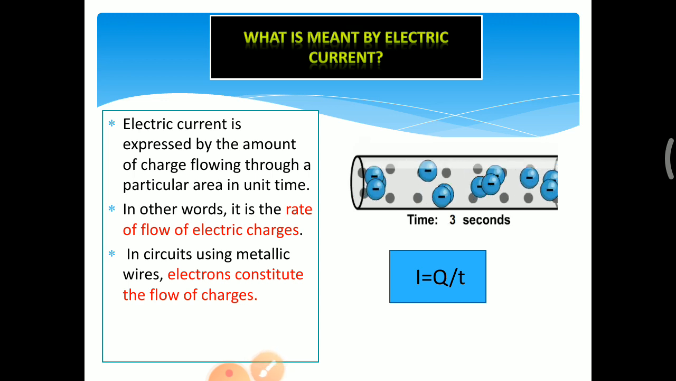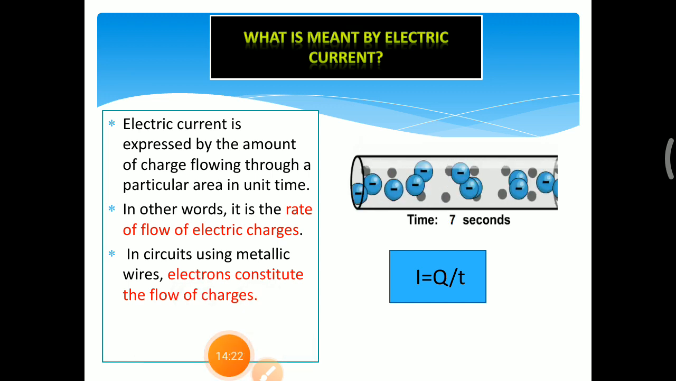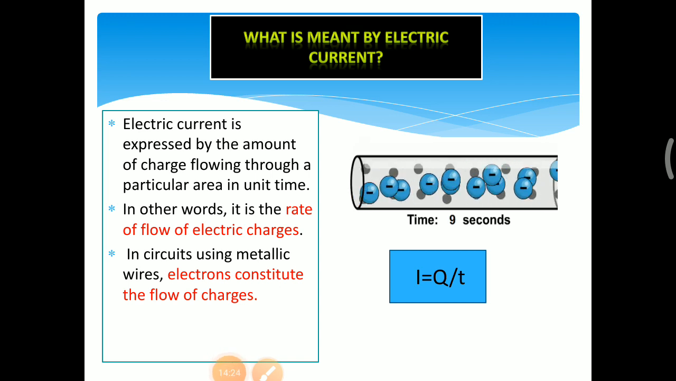And what is meant by electric current? Electric current is expressed by the amount of charge flowing through a particular area in unit time. In other words, it is the rate of flow of electric charges. In circuits using metallic wires, electrons constitute the flow of charges.